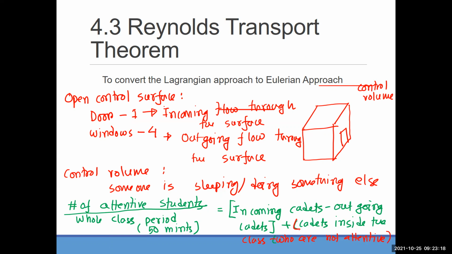Right? So the main thing I want to convey to you is that, just like this attentive student, if I want to do something about the fluid flow, I need to consider what is coming in, what is going out, and what is happening inside that pipe or the control volume. Okay, so we have in total 2 components. One is through the control surface, one is through the control volume. Okay, so now I can write down the mathematical expression.